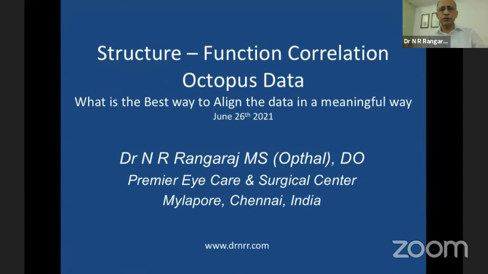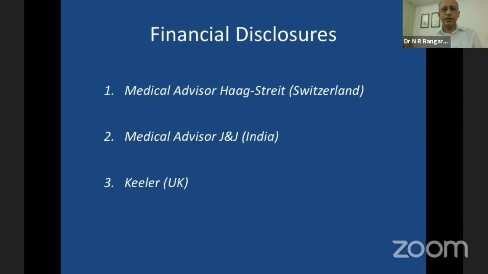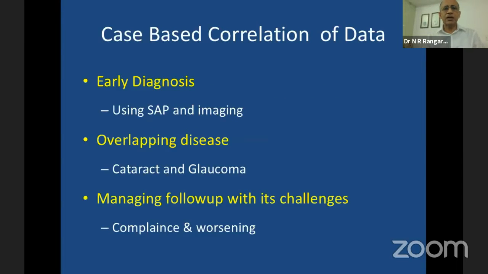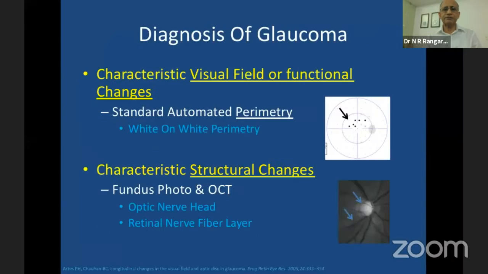So I'll just do a quick overview of the structure function correlation in OCT and perimetry data. Dr. Sachin and most of the other speakers have made it very easy for me. I'll do a case-based correlation of the data, of how I use it in my clinic: early diagnosis using SAP imaging, overlapping disease when you have cataract and glaucoma, and then how we manage the follow-up, and the challenges and the actual compliance.